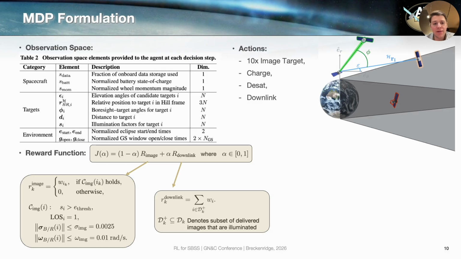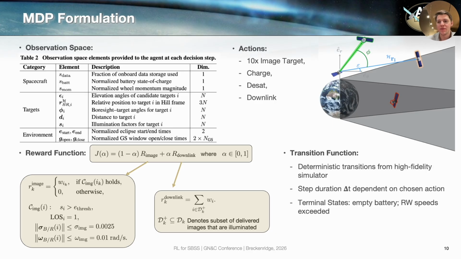On the other side, for the downlink, you only get points if you actually downlink an illuminated image, meaning a successful image. So if you take an image where the satellite was no longer illuminated but was actually dark, you still store data in the buffer, so that needs to be removed, and you don't get any points for that. But you do get points if you downlink a successful, illuminated image.